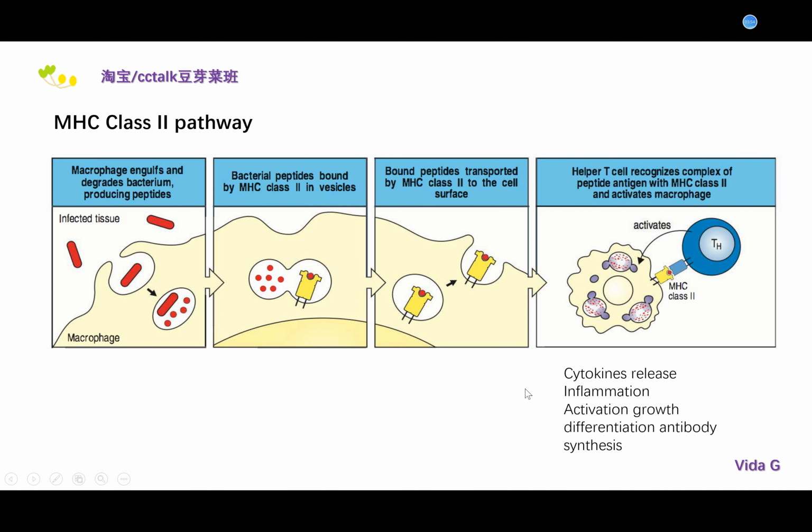And also the cytokines will cause inflammation and activate other immune cells such as B cells and T cells, and tell the immune system to grow more immune cells like B cells and T cells, and cause the T cells and B cells to differentiate into different types and facilitate antibody synthesis.